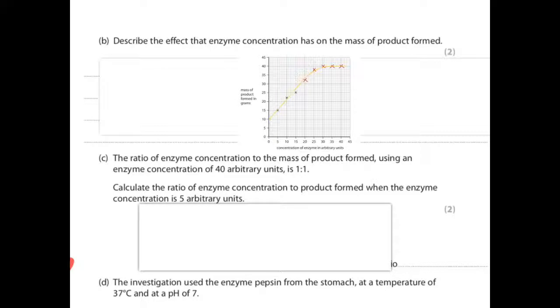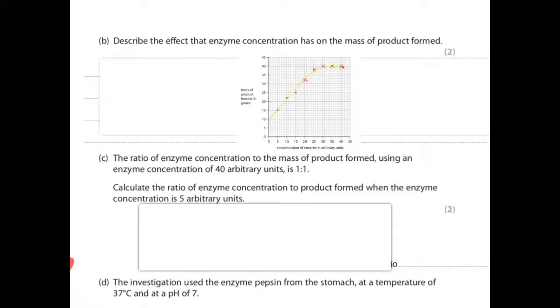Next is an easy question if you understand what it's asking you to do. It says describe the effect that the enzyme concentration has on the mass of product formed. In other words, describe the pattern that you see when you're looking at how the independent variable affects the dependent variable. A very common question. So if we look, all we have to do is describe the general pattern. So at first it increases, so the mass of product increases with increasing concentration, but after a while it levels off, and that would give you 2 marks.